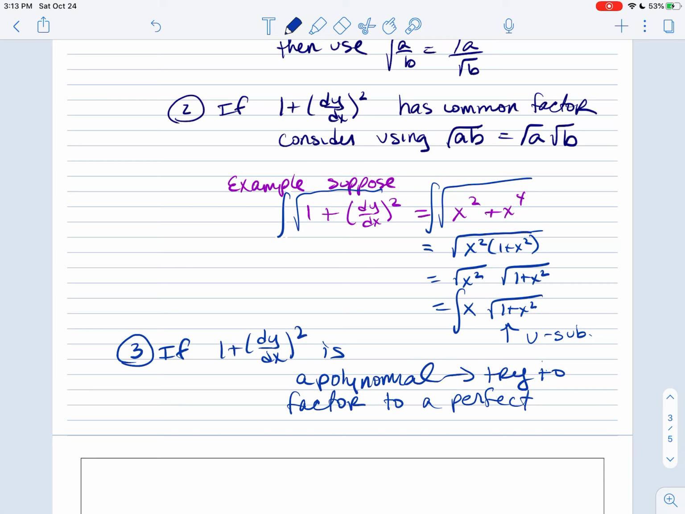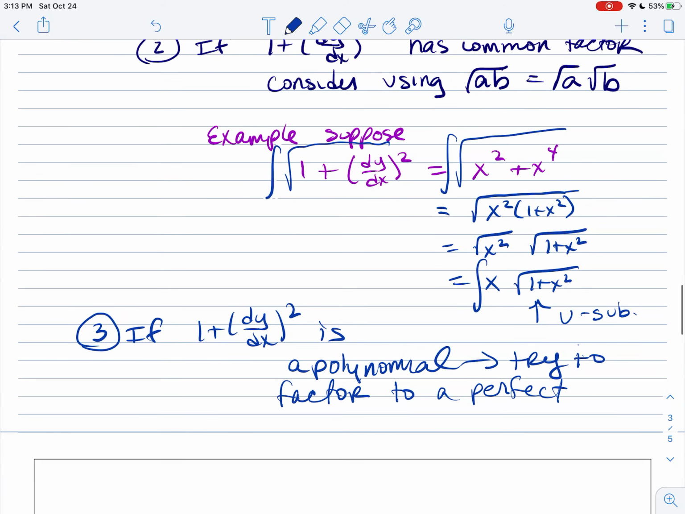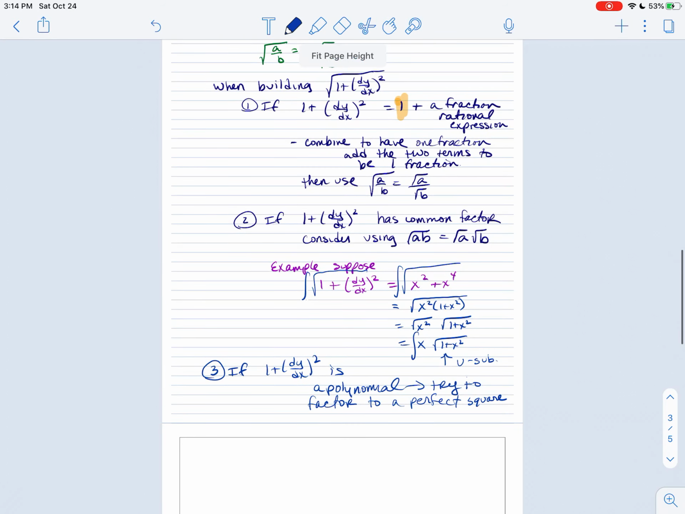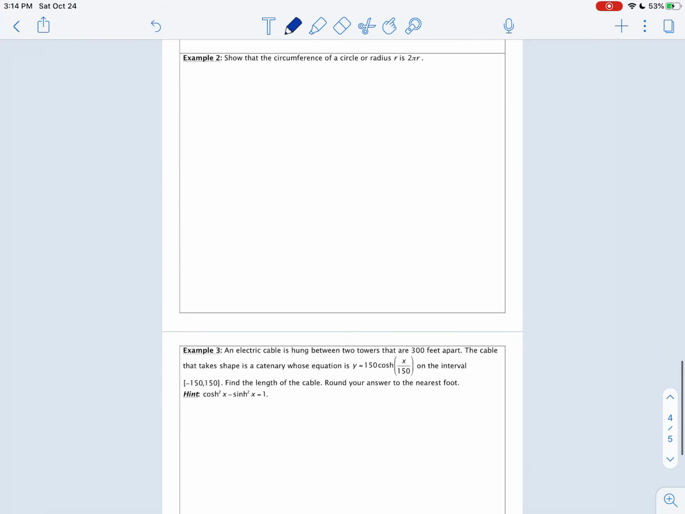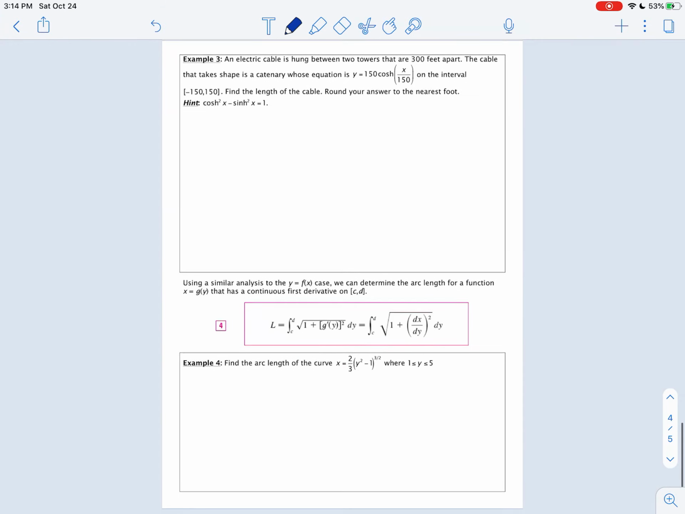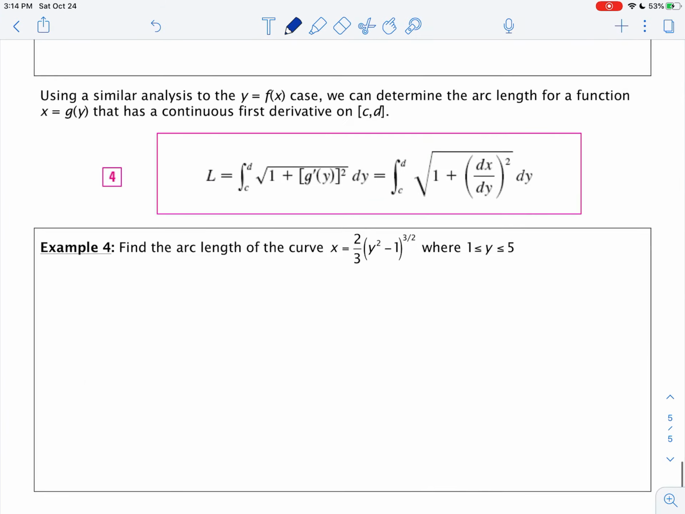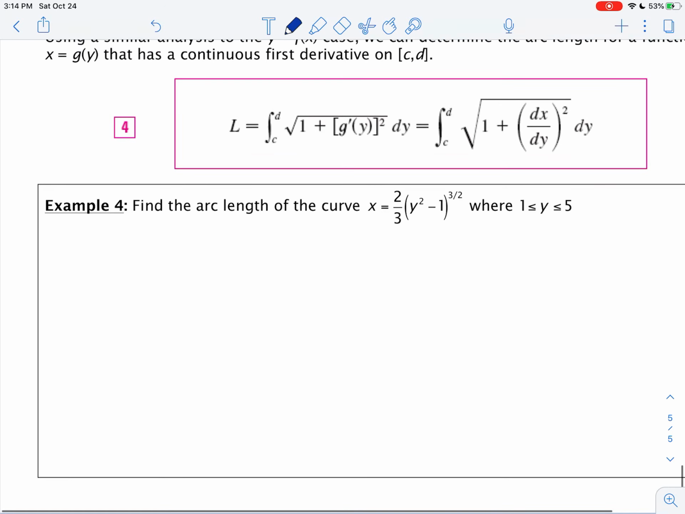You could also consider completing the square on that polynomial, and this is assuming that the 1 plus dy dx is actually a degree 2, but you could complete the square and consider a trig substitution after that, or a table entry. Try to make it a perfect square. All right, so hopefully that gives you some guidance on how to set up your integral so that you can actually complete the calculation. And let's do this one down here to see what I'm talking about.